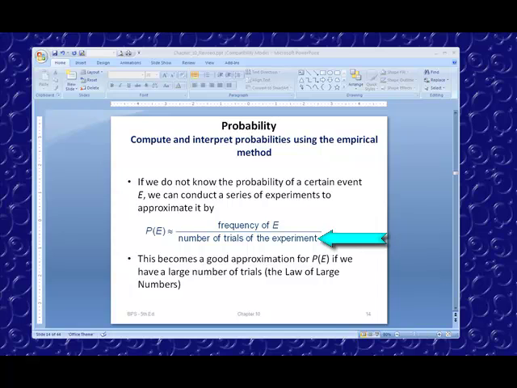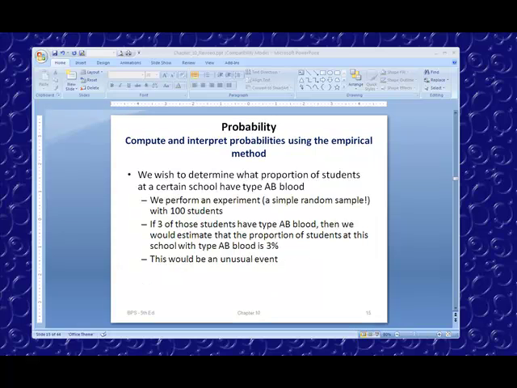And this does become a good approximation to the probability of whatever event we're looking at if we have a large number of trials, the law of large numbers. So let's look at an example.